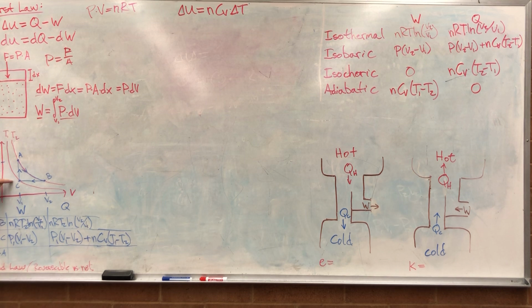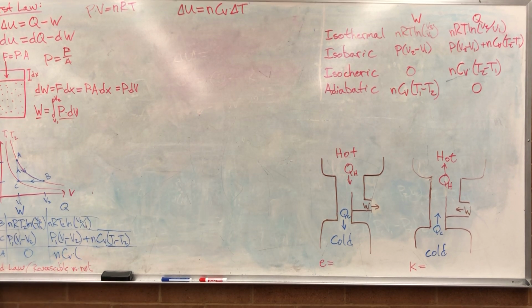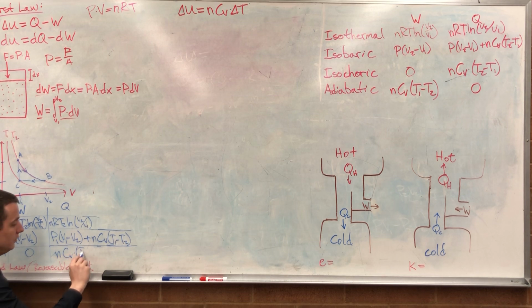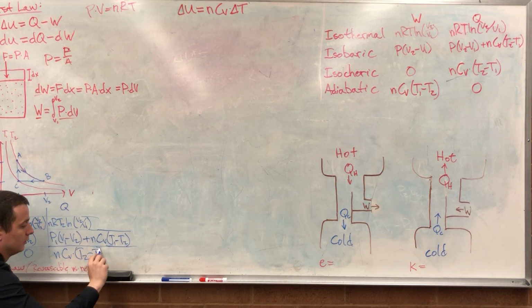Now let's talk about C to A. C to A, that's an isochoric action, and so what's the work done? There isn't any. Zero. And then what's the heat added to the system? It's just the change in internal energy of the system. So it's going to be nCV times our ending temperature, T2, minus our starting temperature, T1.